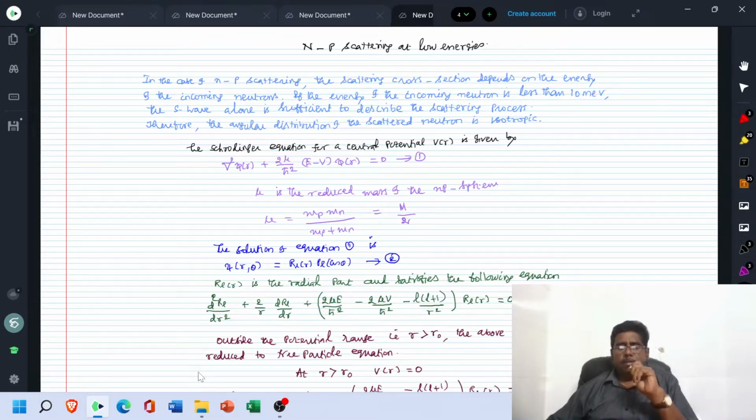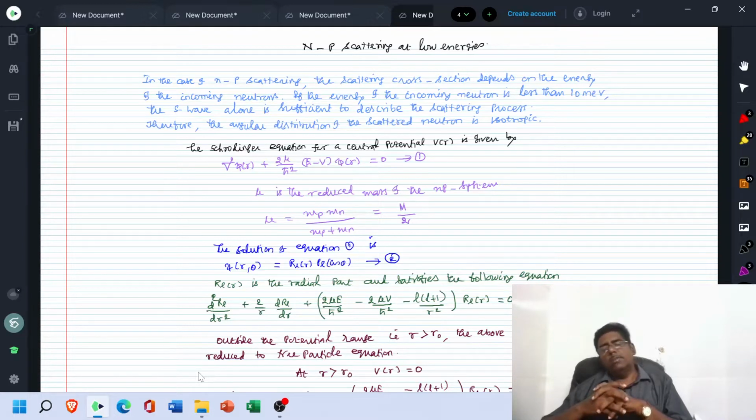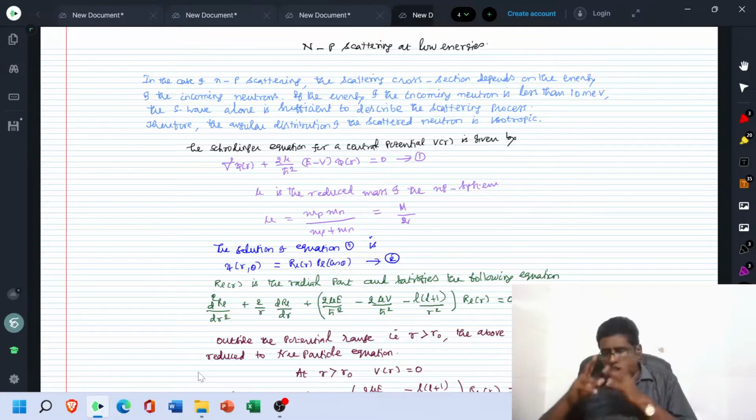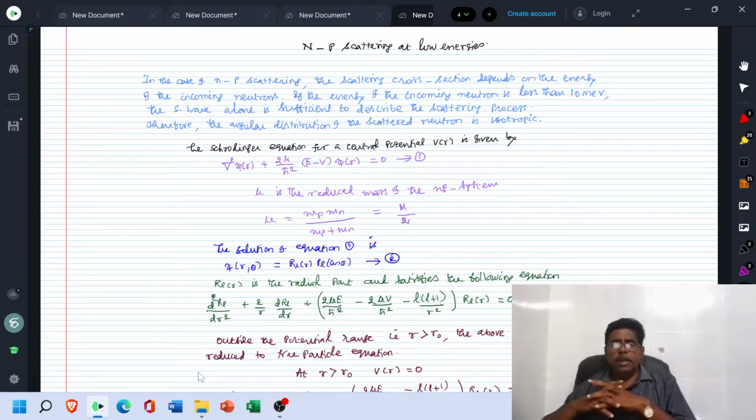The plane wave is a superposition of an infinite number of spherical waves. The individual waves are called partial waves. A wave with orbital angular momentum quantum number L equal to 0 is called S wave. A wave with L equal to 1 is called P wave, and a wave with orbital angular momentum quantum number L equal to 2 is called D wave.